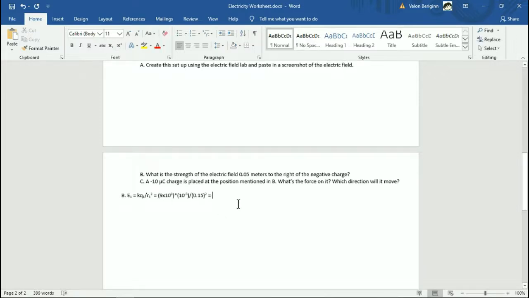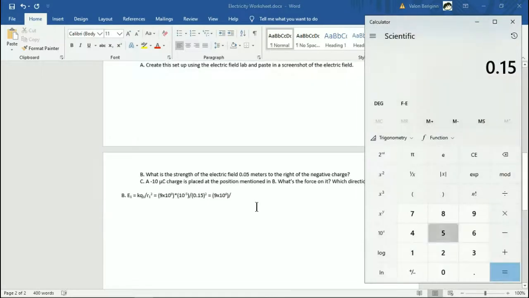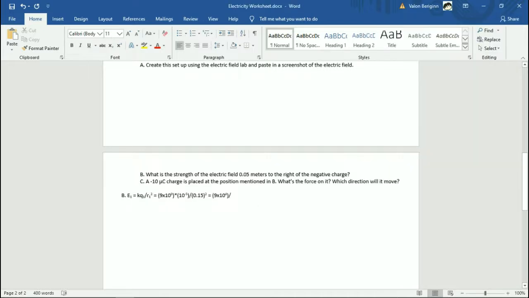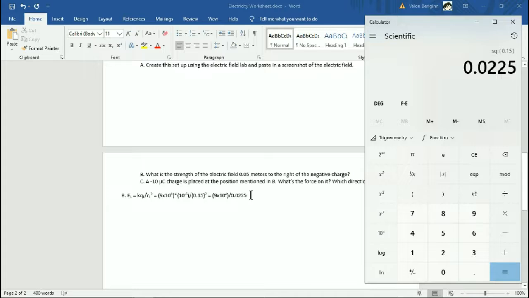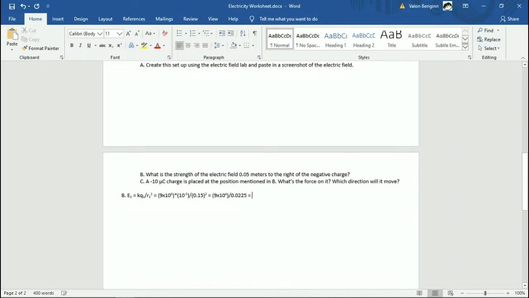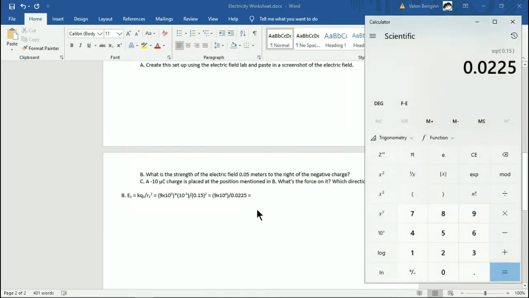We get the top becomes 9 times 10 to the 4, divided by 0.15 squared, which is 0.0225. So we have 90,000, which is 9 times 10 to the 4, divided by 0.0225. Oh, 4 million.